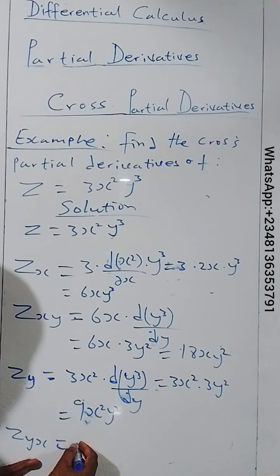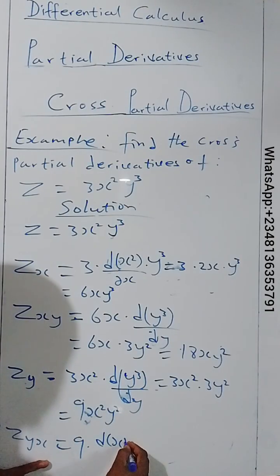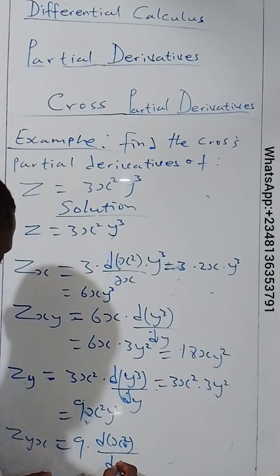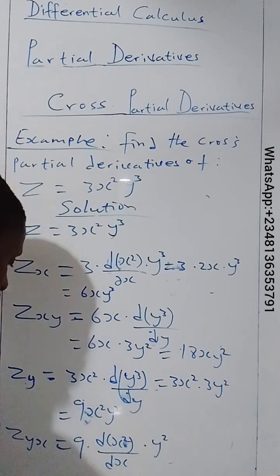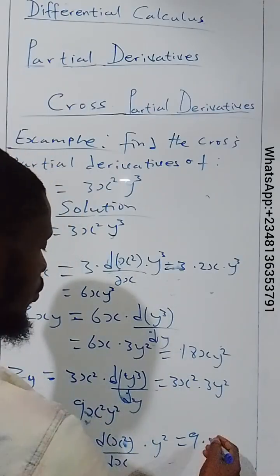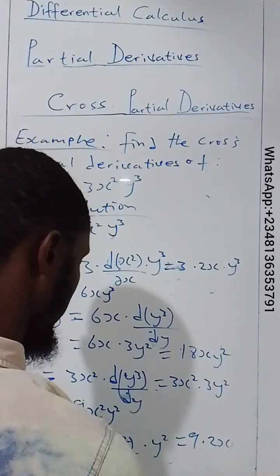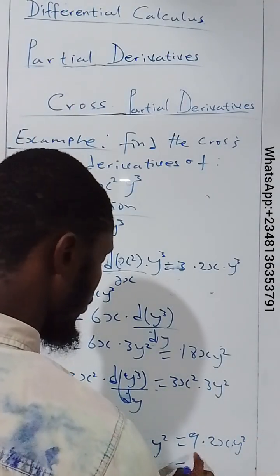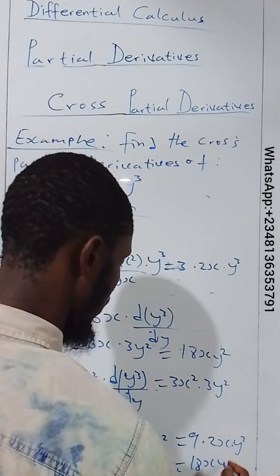The focus will now be on x. So we have 9 multiplied by the derivative of x squared, with y squared held constant. When you differentiate x squared, you have 2x, then you have y squared. So by the time you multiply this, 9 times 2x times y squared, you have 18xy squared.